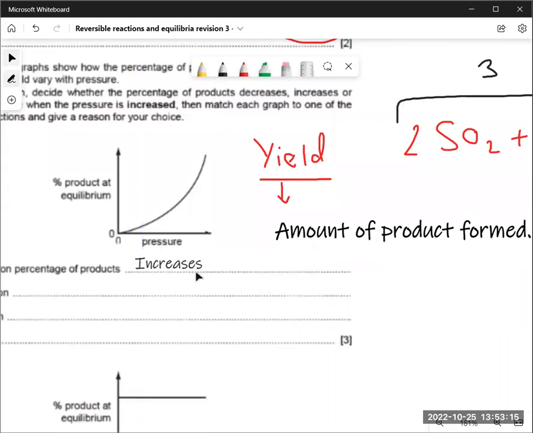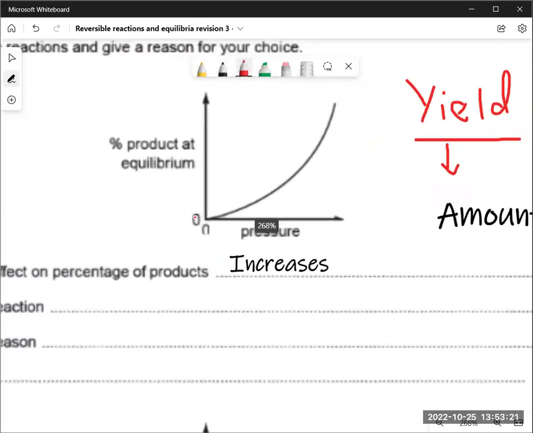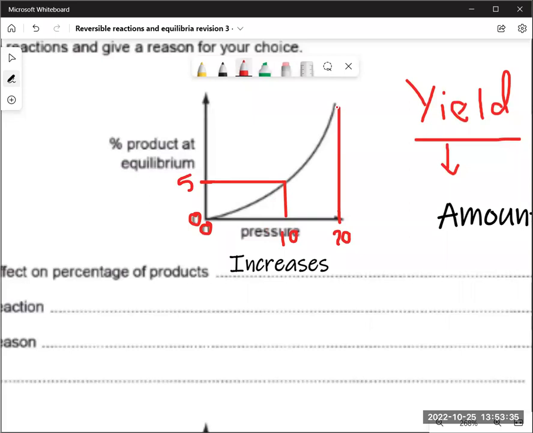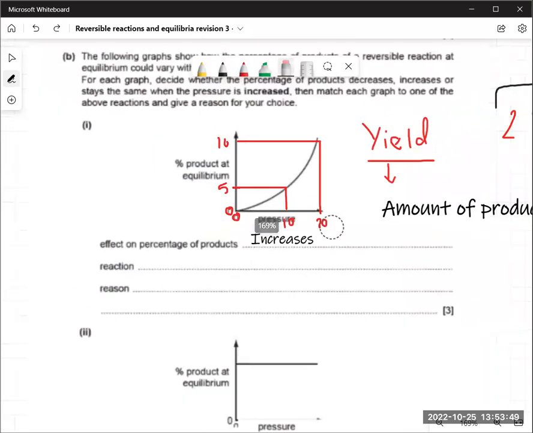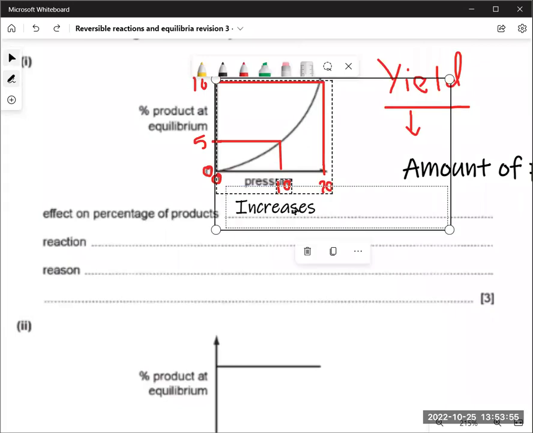So can you give me the reason? It's not constant, it's increasing because the pressure is also increasing, right? So let's say this is 0 here and 0 here, and 5 here, this was 10 here. But when it goes to 20, it also goes up like this. So the yield, or the percentage product or amount of product, is increasing with the pressure. Does that make sense? The graph is going upwards. So the effect of pressure on products: the product is increasing.